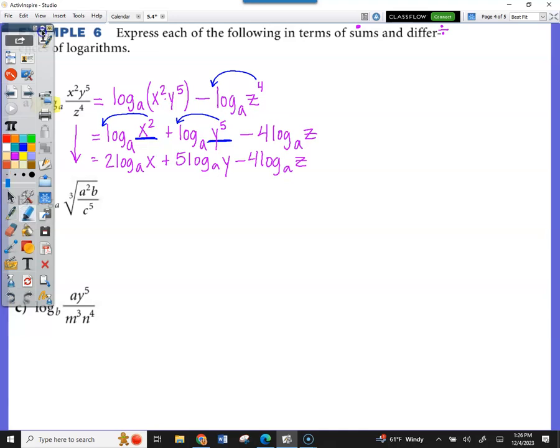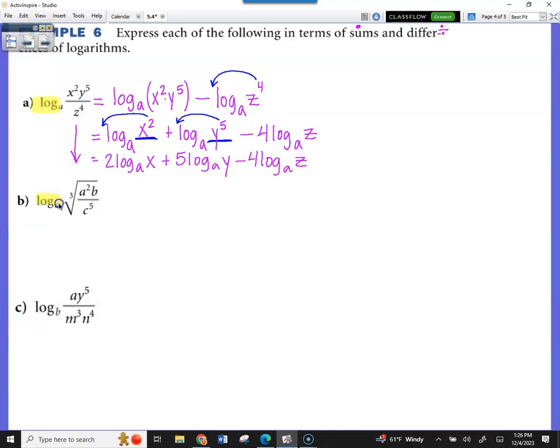We have log base A. So I'm going to highlight that, and that's my little stamp for every time I'm expanding this out. We have the cube root of a squared times b all over c to the 5th. Right? You with me? You can't do anything to the fraction because it is protected underneath a radical. What can you do with the radical?